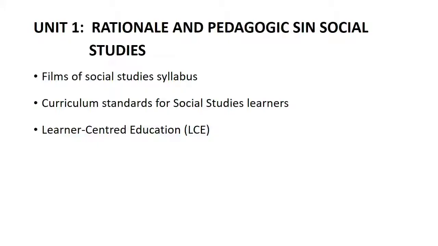Then the next point to focus on is the curriculum standards for social studies learners. There are certain standards that need to be looked at: certain facts, certain things that learners should be able to attain in the end. So these standards are there for learners to attain. Students should look at what these standards are that learners are supposed to attain in the end.